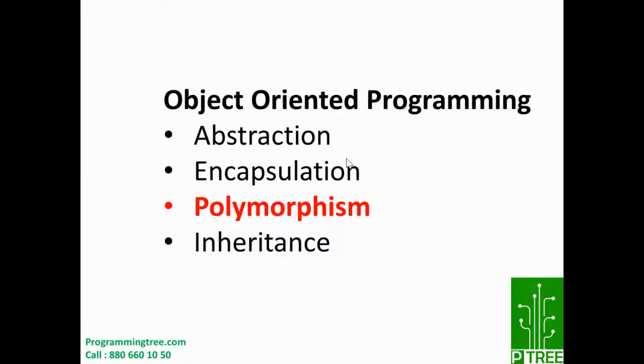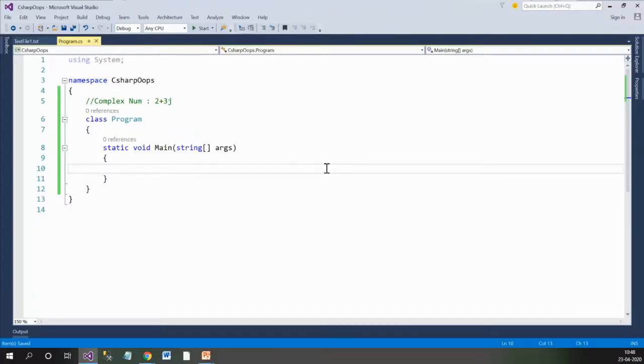Now let's get started with the concept of polymorphism. In order to work with polymorphism, we'll work with the complex class. So let's get started. We'll move to Visual Studio. Here, I would like to create a class which will handle the complex number.